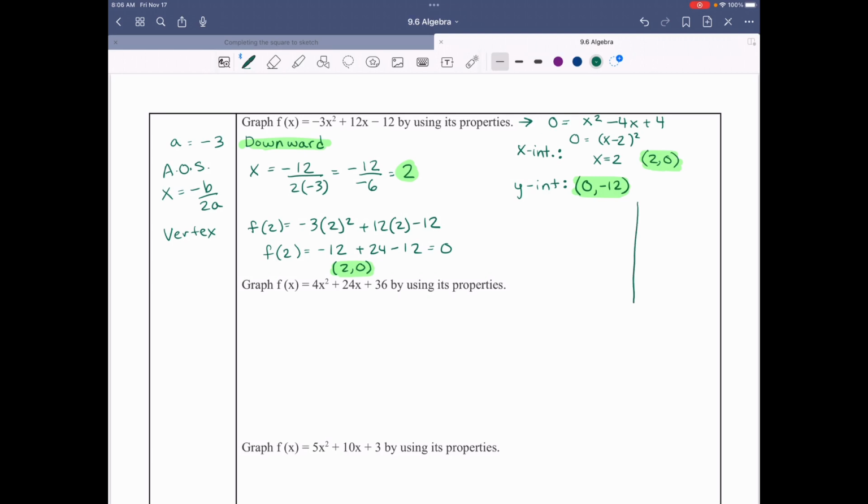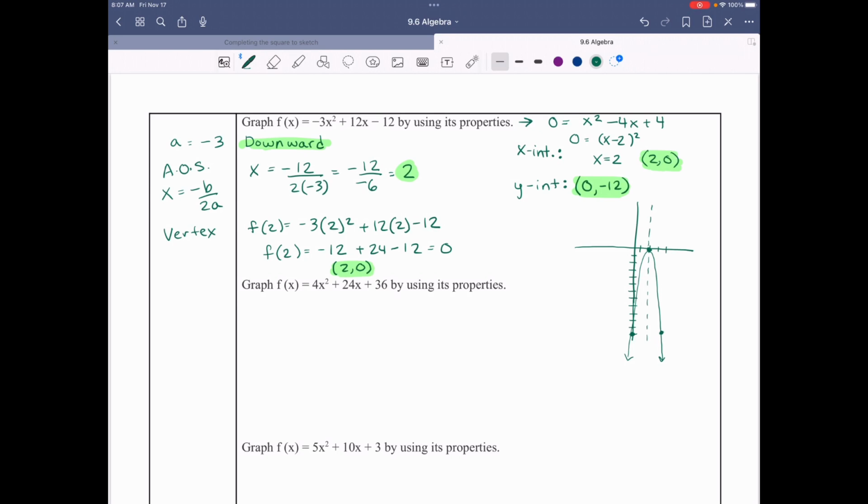Let's draw a graph and put our x-intercept at 2 along with our axis of symmetry, and our y-intercept at -12. And then that point is going to mirror image over our axis of symmetry. So there's a third point which helps us graph our parabola.